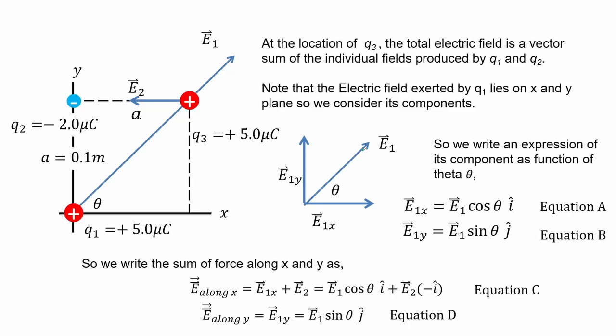At the location of Q3, the total electric field is a vector sum of the individual fields produced by Q1 and Q2. Note that the field exerted by Q1 on Q3 lies on the x-y plane, so we consider its components. So we write an expression of its component as a function of theta shown in equations A and B. So we write the sum of fields along x and y as in equations C and D.